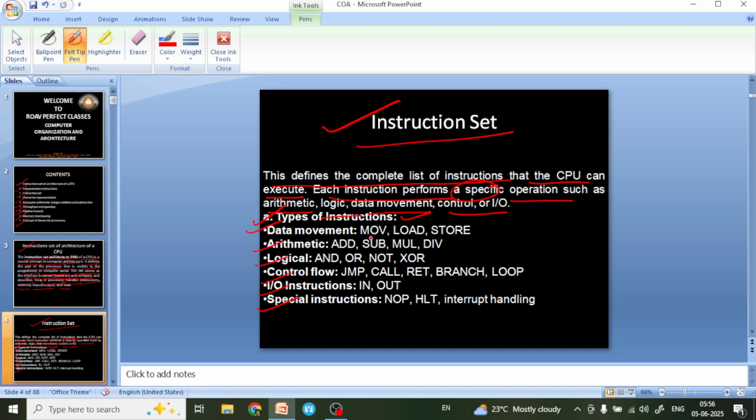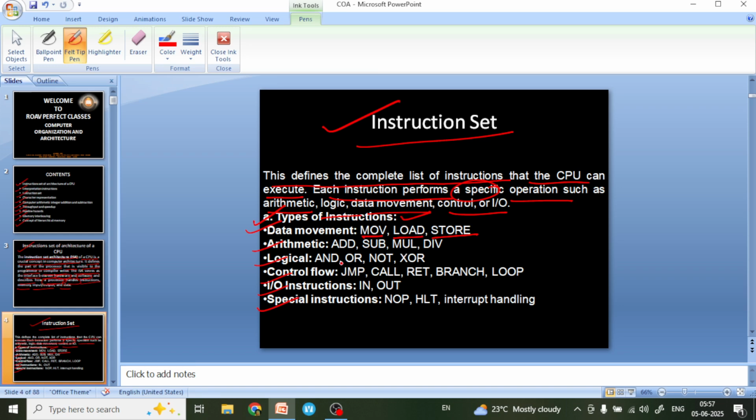Data movement means we will use the MOV instruction, LOAD, and STORE. MOV means if we want to move from one file to another file, then we use the MOV instruction. If we want to load any file, then we use the LOAD instruction, and if we want to store any information in a file, then we use the STORE instruction. Arithmetic: in arithmetic we will use ADD for addition, SUB for subtraction, MUL for multiplication, DIV for division.